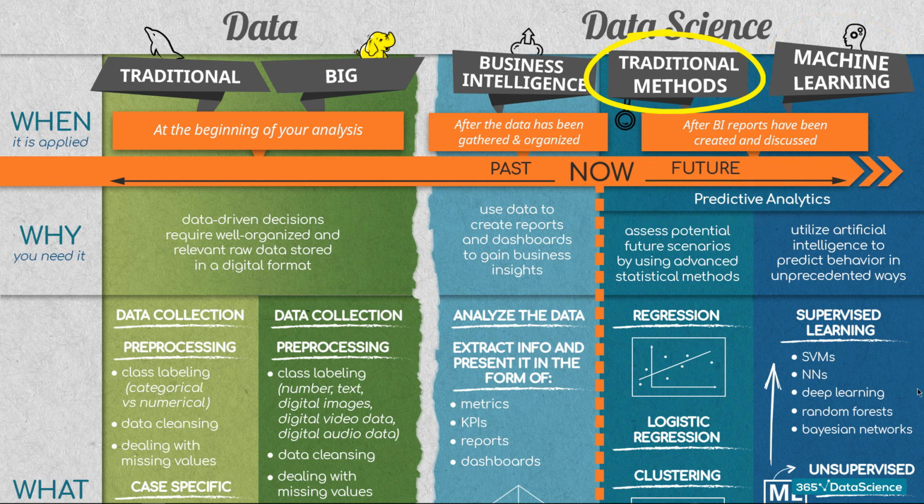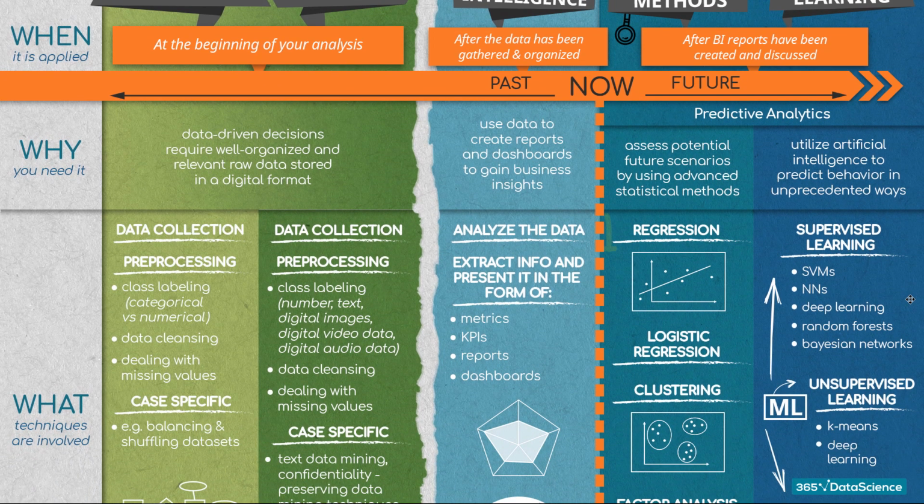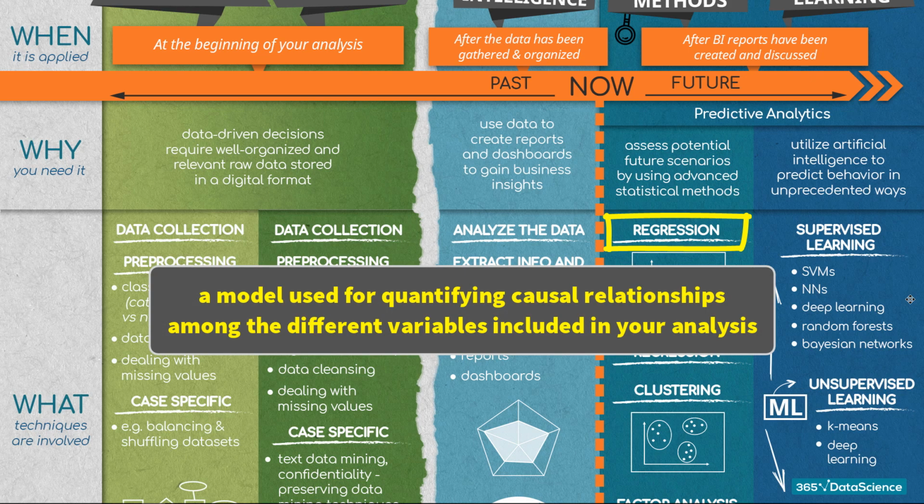Great! So, what are the techniques involved when applying traditional data science methods? Though there are many, a word we often come across is regression. But what do we mean by this? In business and statistics, a regression is a model used for quantifying causal relationships among the different variables included in your analysis. Let's explain this through an example.